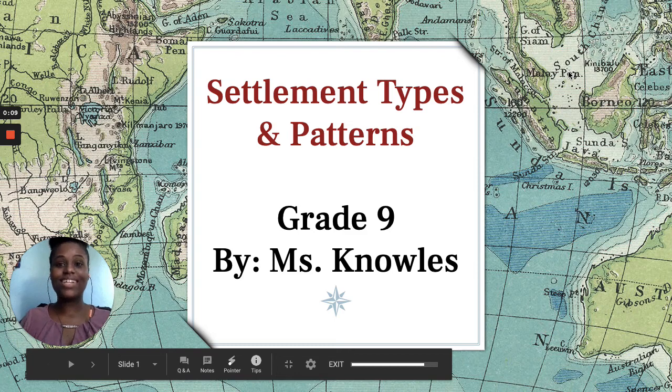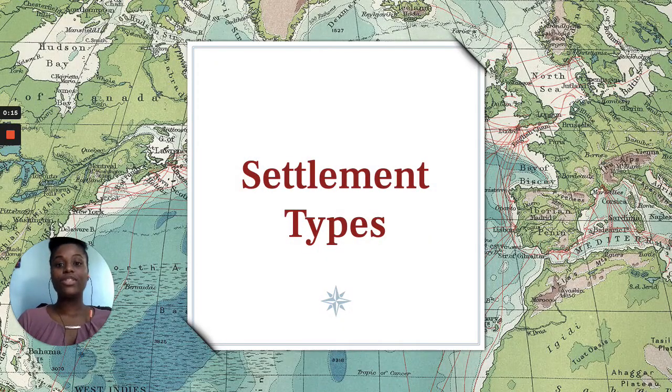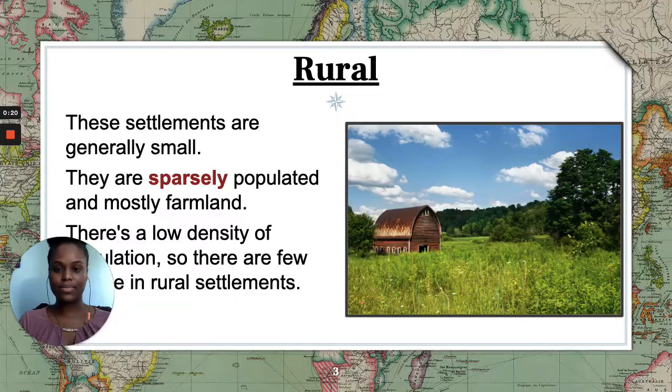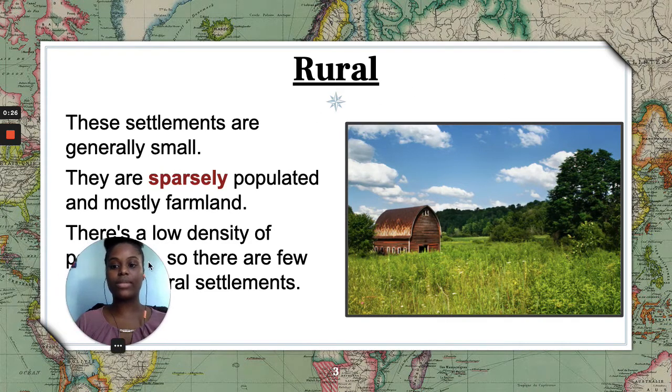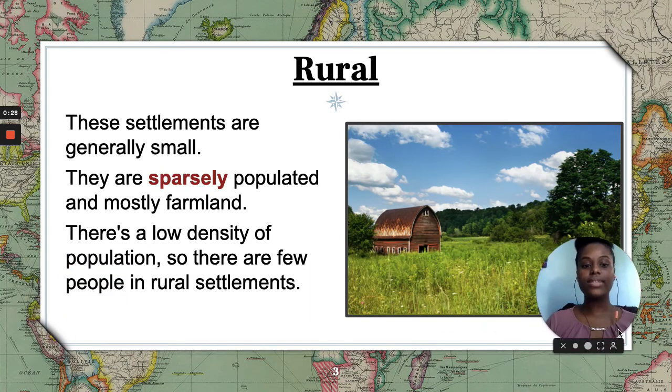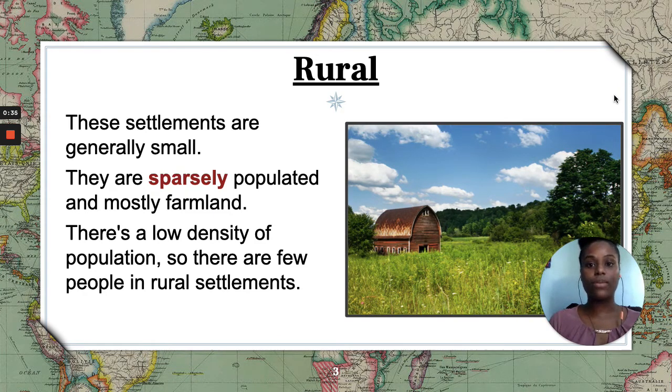and girls. Today we are learning about settlement types and patterns, okay? So, firstly, we're going to talk about settlement types. Now, there are two types of settlements. The first is a rural settlement, okay? And these settlements are generally small. They are sparsely populated and mostly farmland, okay?